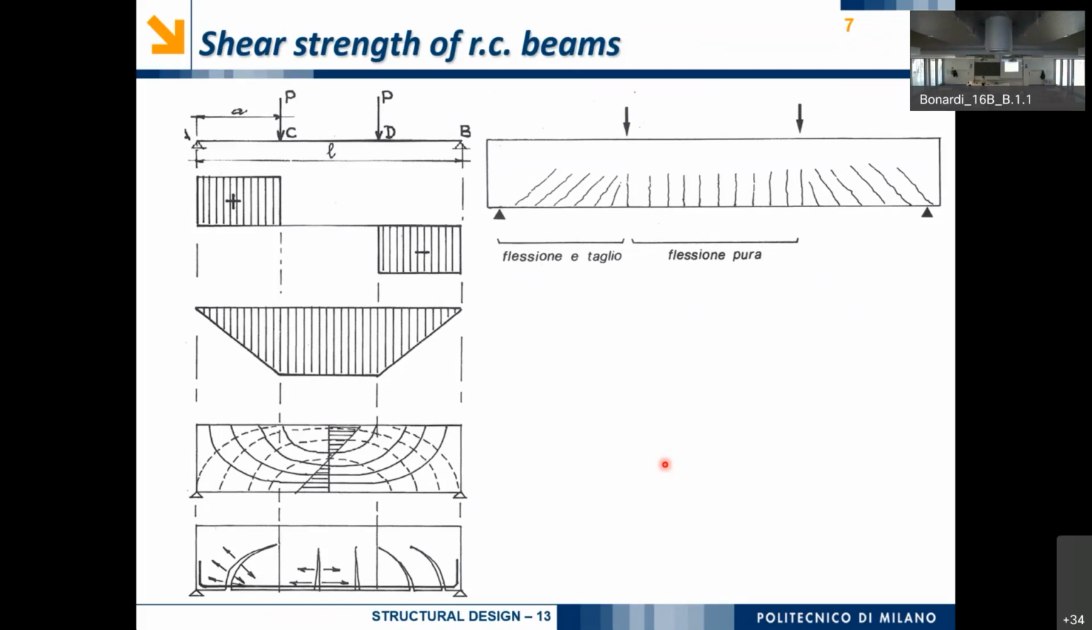Regarding the shear for the reinforced concrete elements, it is different. It is different also from what you've seen, for the Italians, in the Scienze delle Costruzioni course. That is, this is structural design. It should be structural mechanics for the non-Italian students.